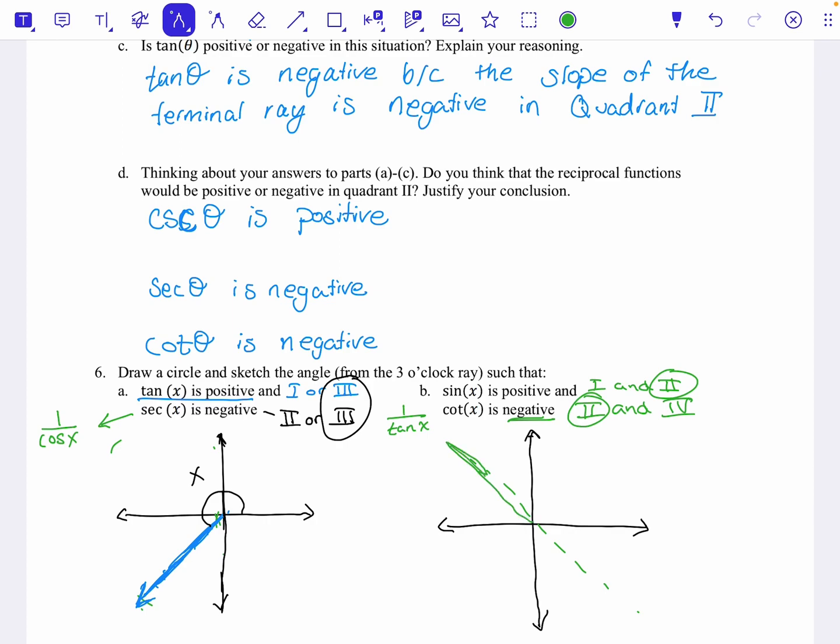So I'm going to sketch in that angle to the best of my ability. Draw in my angle X. And ta-da! There are my two angles that give me some ideas based on that positive and negative.